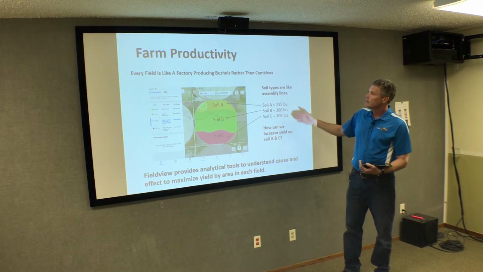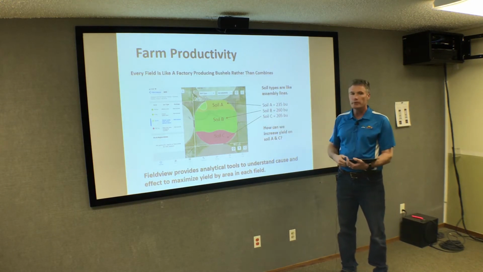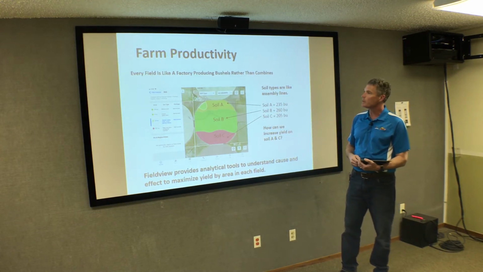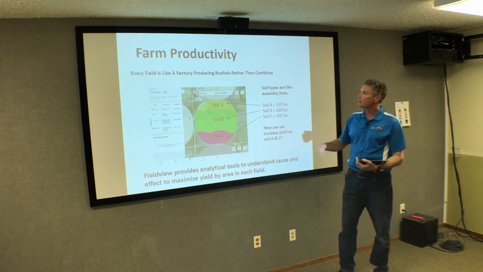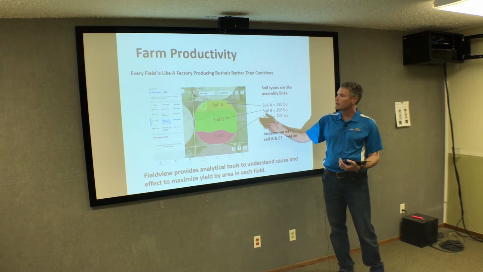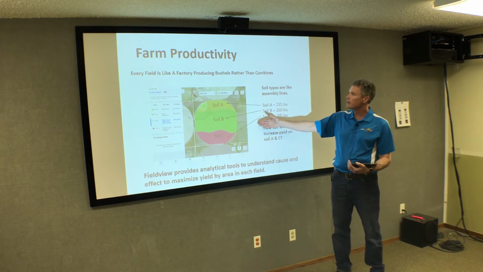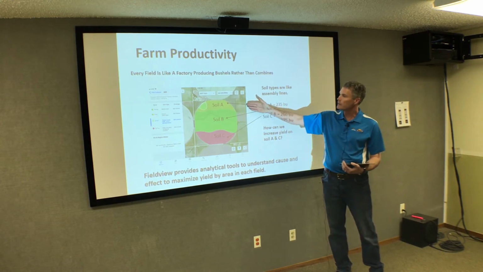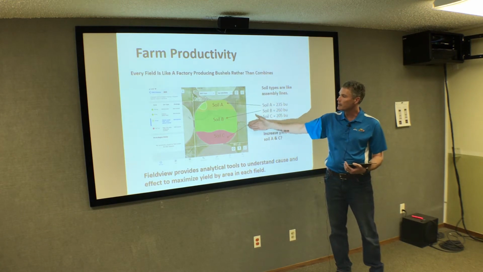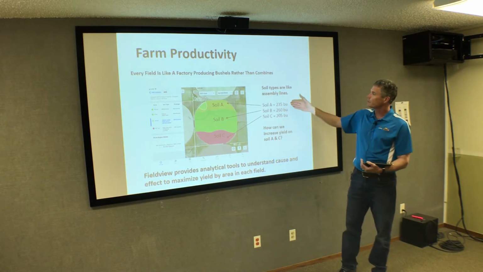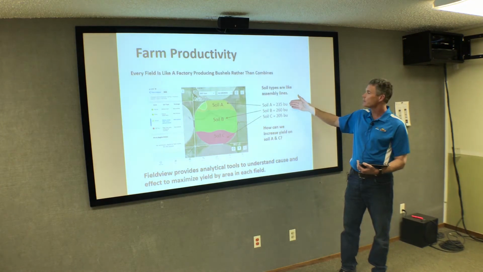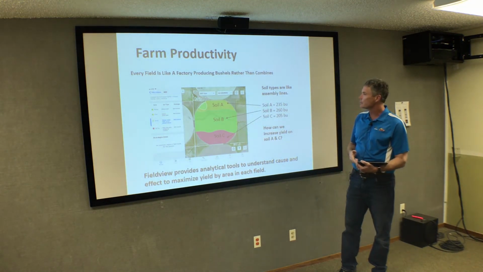This is a screenshot from Fieldview, and we'll talk about how Fieldview works a bit more in a second. But this is a soil map that is provided through Fieldview of this particular field. This is a Yuma County field, irrigated field, and you can see in this case it has three major soil types, soil A, B, and C. In this case, soil A is producing 235 bushels, soil B 260, and soil C is 205 bushels.